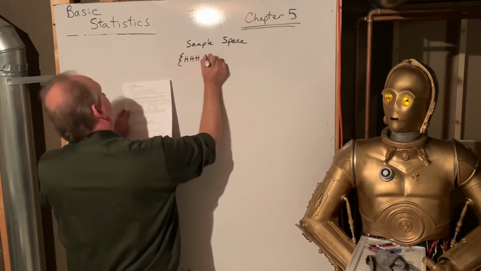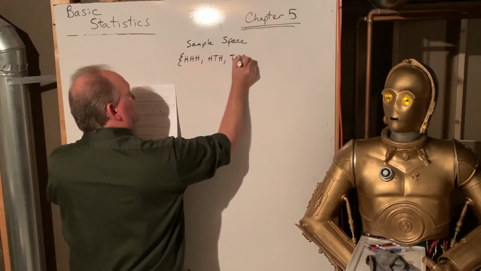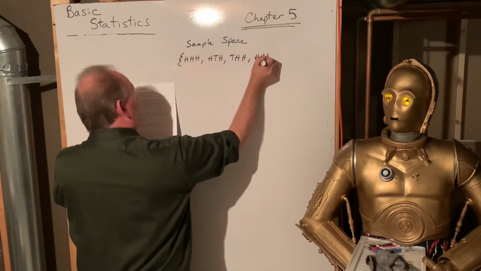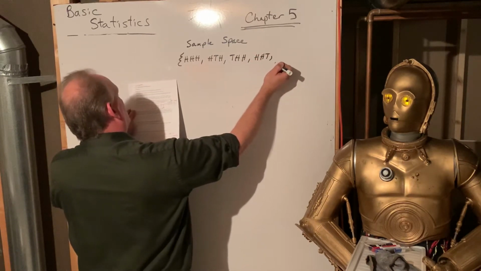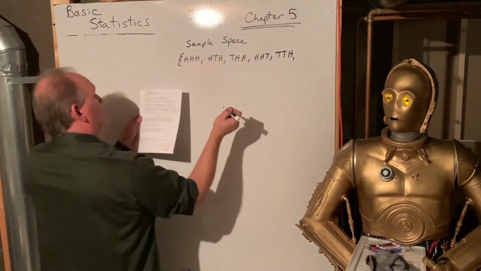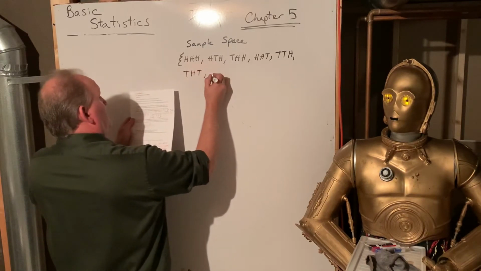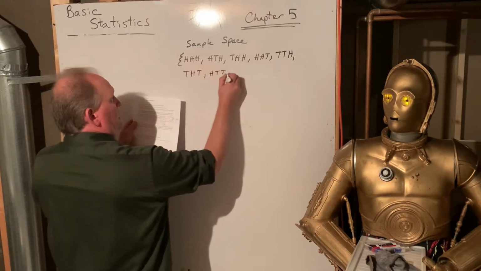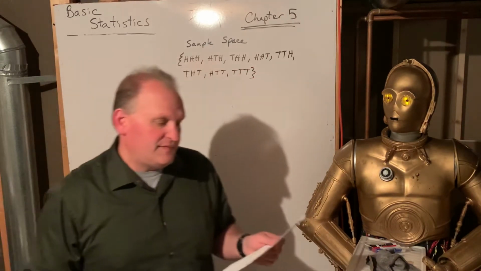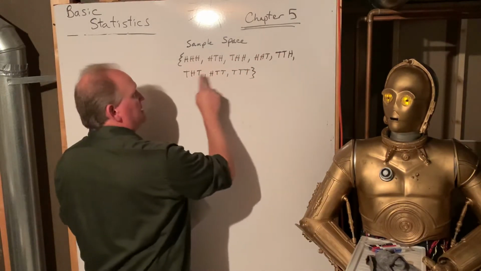Heads, heads, heads; heads, tails, heads; tails, heads, heads; heads, heads, tails; tails, tails, heads; tails, heads, tails; heads, tails, tails; and all tails, tails, tails, tails. All right, so that's our list of our sample space. So 8 possible outcomes: 1, 2, 3, 4, 5, 6, 7, 8.